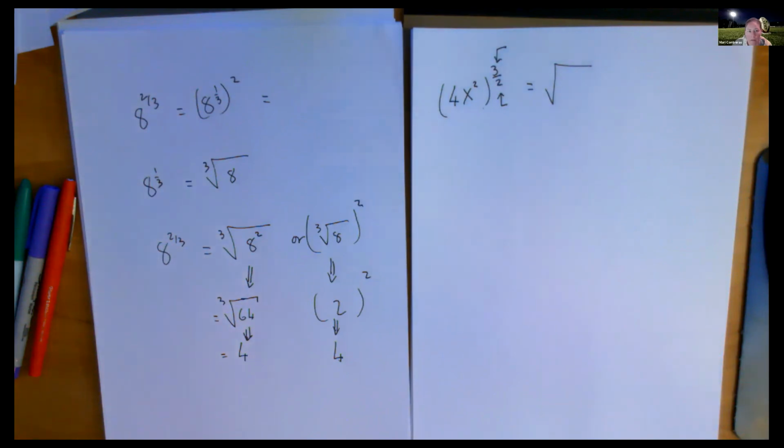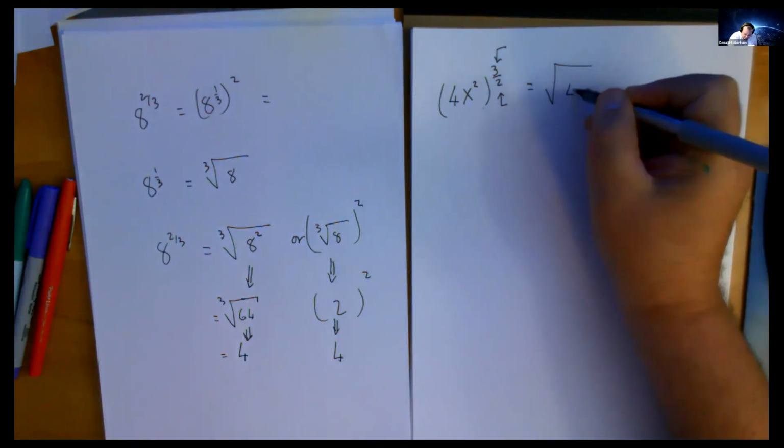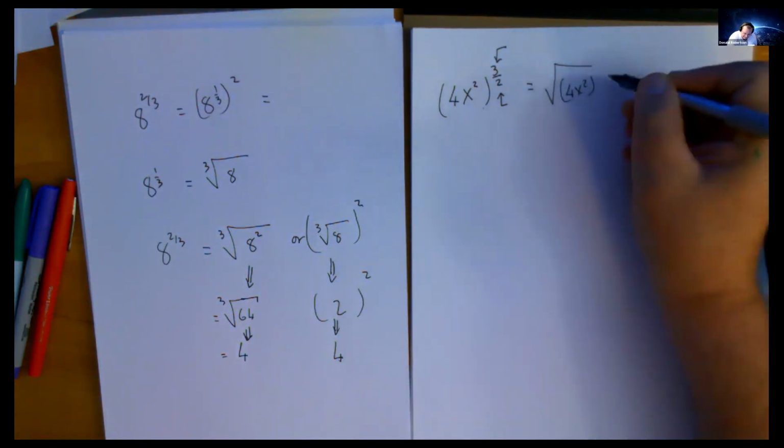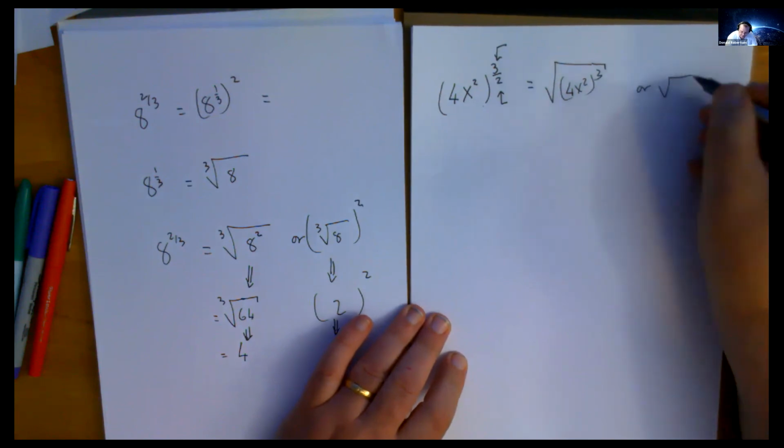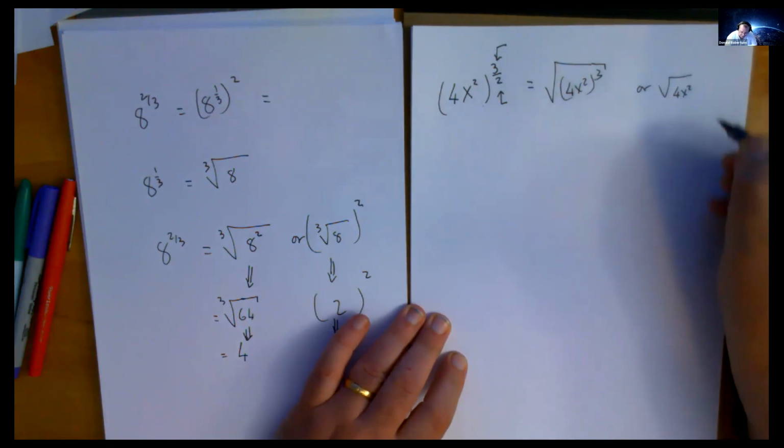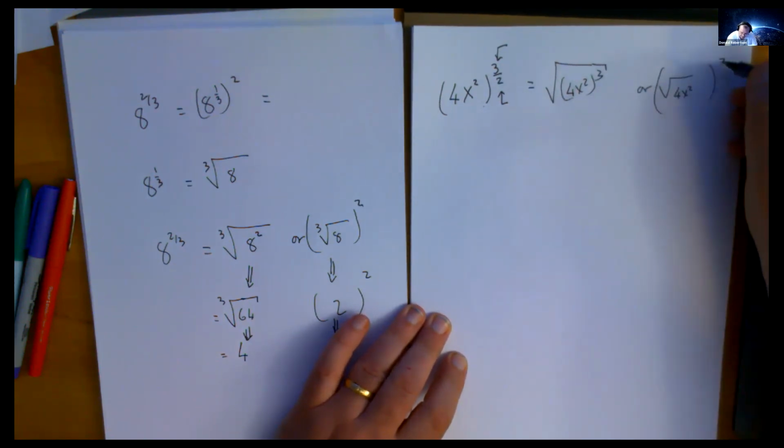Square. Okay, which means that guy is cubed. Or the square root of 4x squared, still a square root, and cubed.